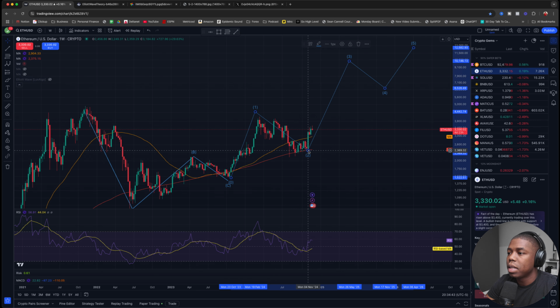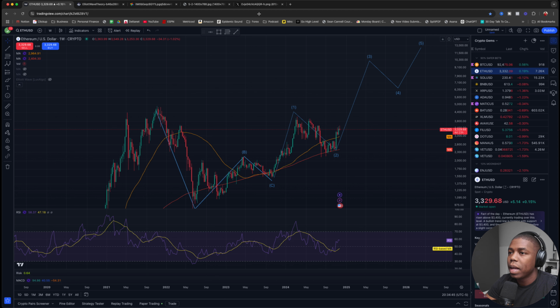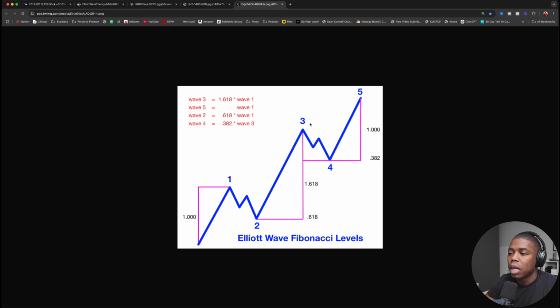Now, where could we go potentially with this wave 3? I want to show you this when it comes to Elliott wave. So one of the ways that we can predict the price levels of Elliott wave is by looking at a chart like this. Now, there's different levels that Elliott wave can go to, but this is kind of what to look for in a very textbook example. And so we have wave 1, and everything gets measured off of wave 1, and we come back for wave 2. Oftentimes that comes back to the 0.618 Fibonacci level.